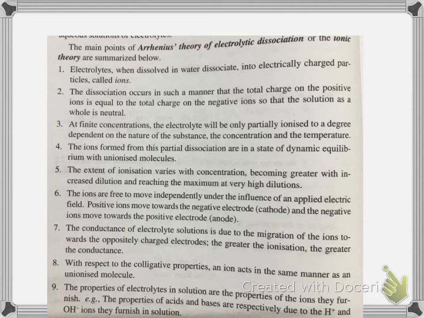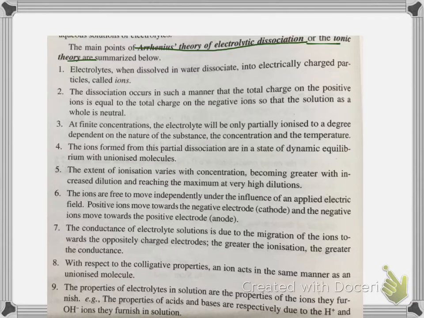Today we have to discuss the Arrhenius theory of electrolytic dissociation. This theory, which we can simply call the ionic theory, was introduced by Arrhenius. It has many merits, and additionally we have some observations supporting the postulates of the Arrhenius theory, and finally we will go to the limitations of this theory.